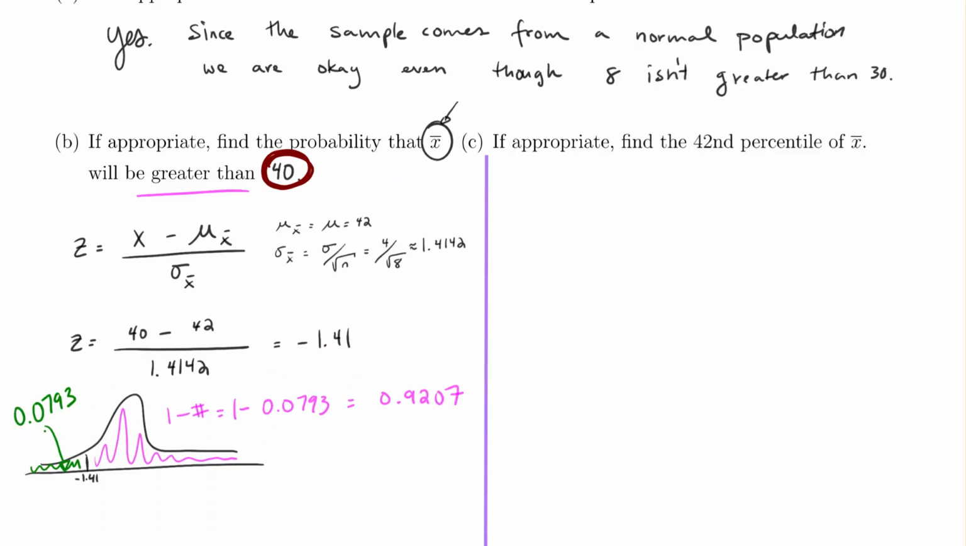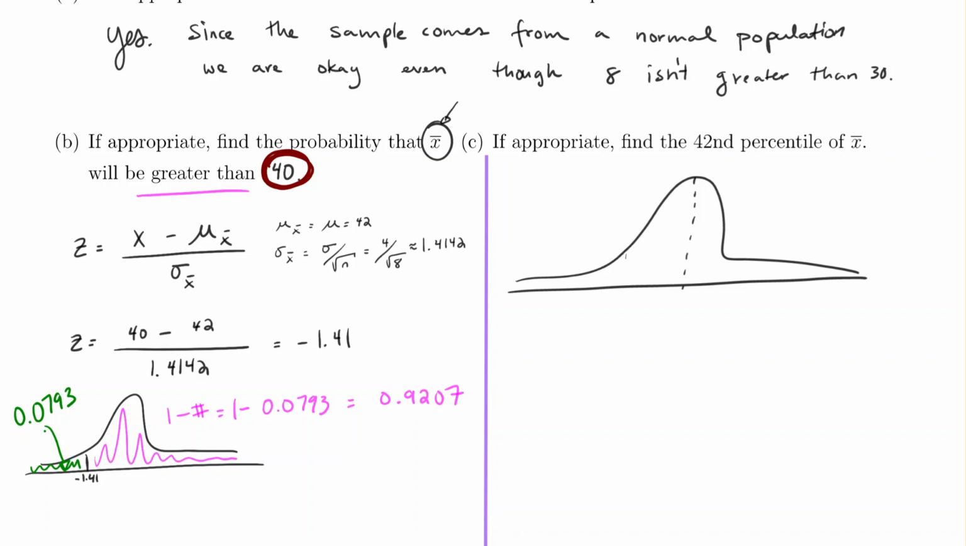So continuing to part C, it says, if appropriate, which it is because we've got our normal population, find the 42nd percentile of X bar. Now, what does the 42nd percentile mean? If I've got my standard normal curve, the 42nd percentile is up to that z-score, of which you've got 42% of the total area enclosed in the curve. We know at exactly the peak, I've got 50% of the area. So if I'm looking for 42%, I'm clearly to the left of the peak.